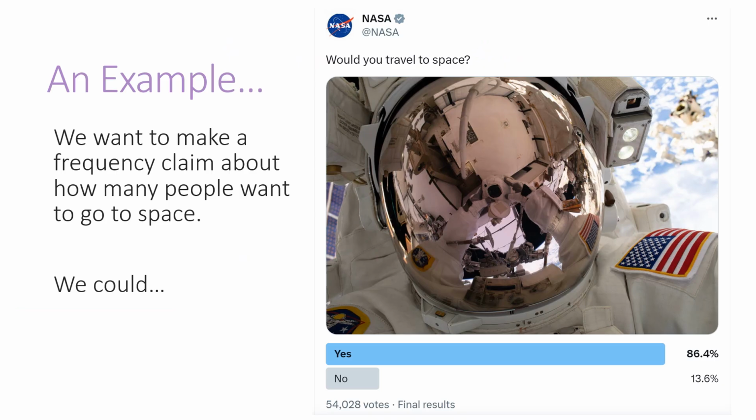And here's an example of what I'm talking about. So let's say we want to make a frequency claim about how many people want to go to space. One of the ways we could do this is to put a poll on NASA's X page or Twitter page and see what happens. And we get, in this case, 54,000 votes where 86% of people are saying yes. So it does really seem like people want to go to space.